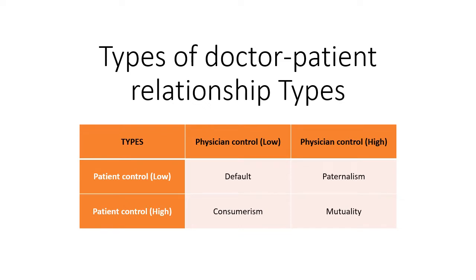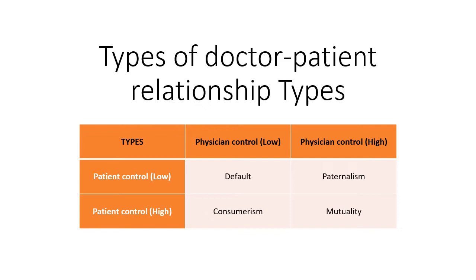First one is where the patient control is low as well as the doctor's control is low. That is default type of relationship. Next is where the patient control is high and the doctor or physician control is low. That is called as consumerism. We will be seeing all these individually in the forthcoming slides.